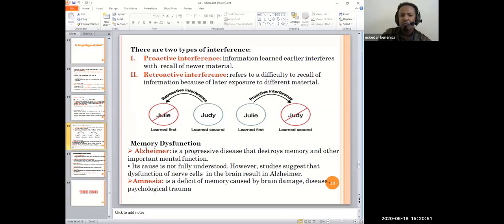The other thing is memory dysfunction. Memory dysfunction means there are different problems and diseases that cause forgetting. The first one is Alzheimer's disease. It's a progressive disease that destroys memory and other important mental functions. Its cause is not fully understood. However, studies suggest that dysfunction of nerve cells in the brain results in Alzheimer's.